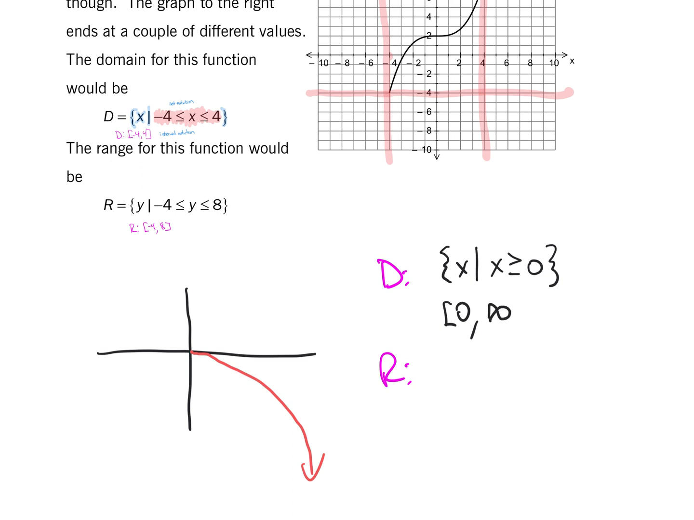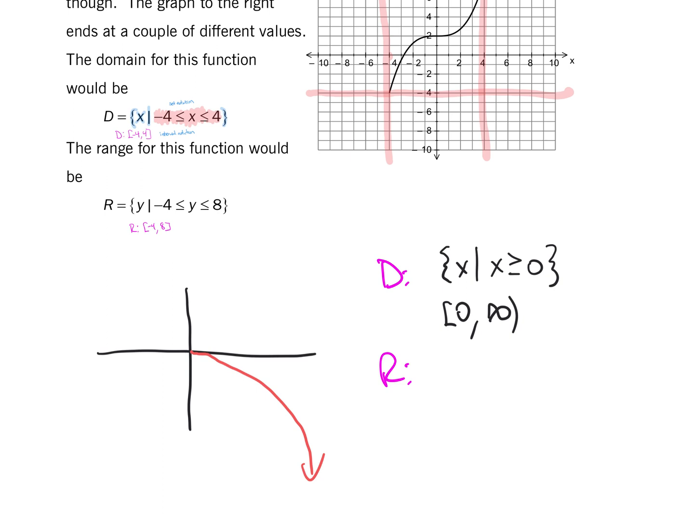But when we use infinity, we cannot use a square bracket because there's no such number as infinity. Infinity is a concept, not a number. So we always use round brackets when we see infinity. Always use round brackets when we use infinity.